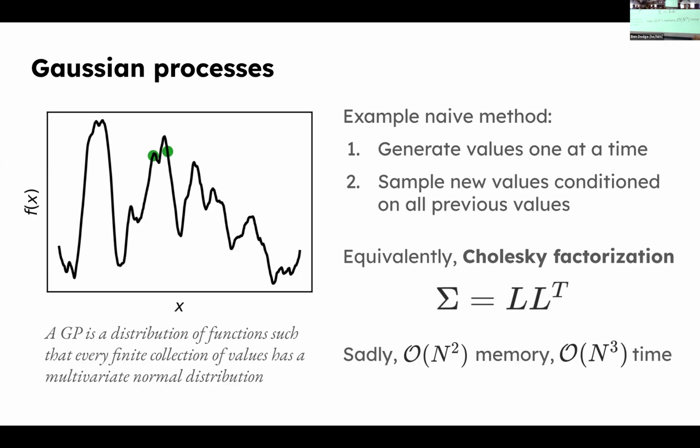But unfortunately, that naive method requires you to have an n by n matrix, and you have to do a lot of operations on the matrix. So this is basically a non-starter for these billion parameter maps that we want to make.